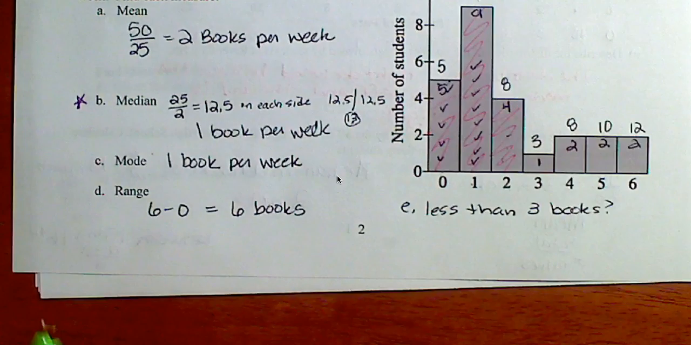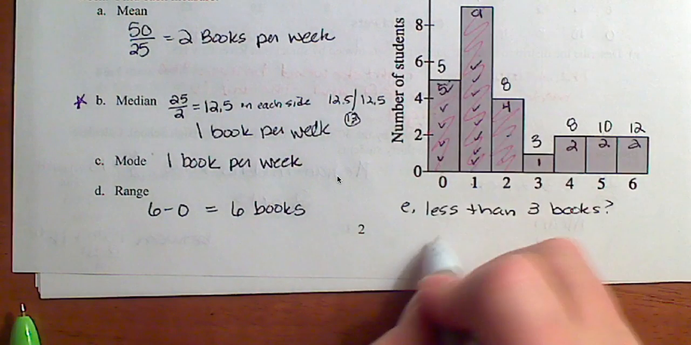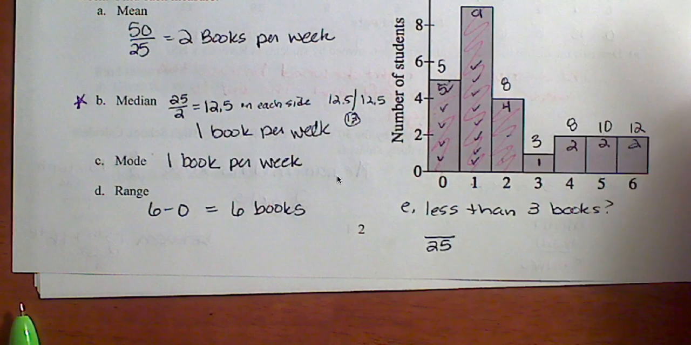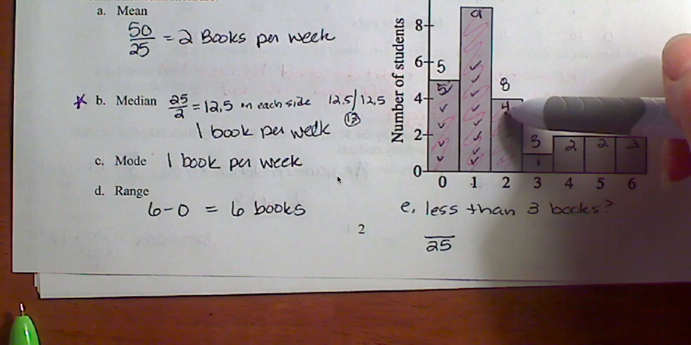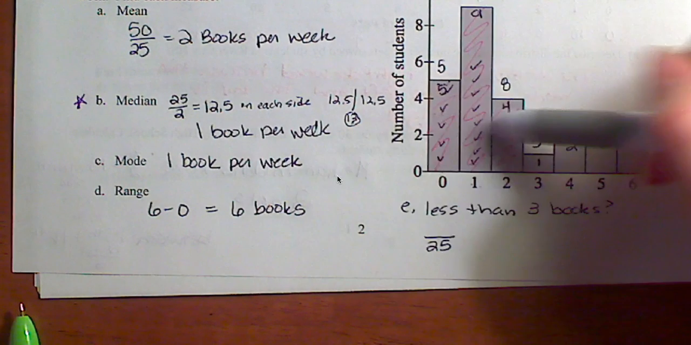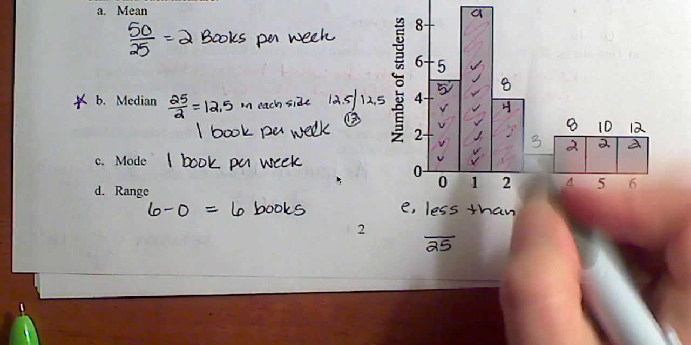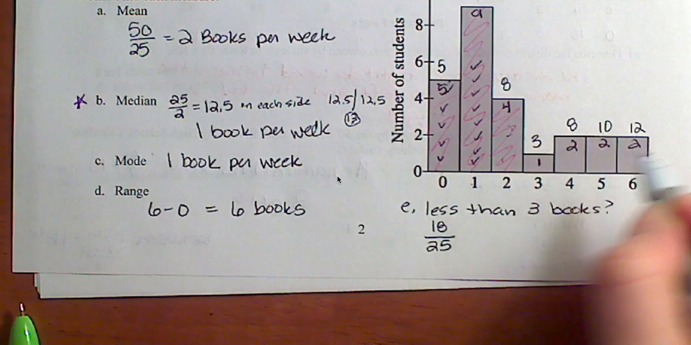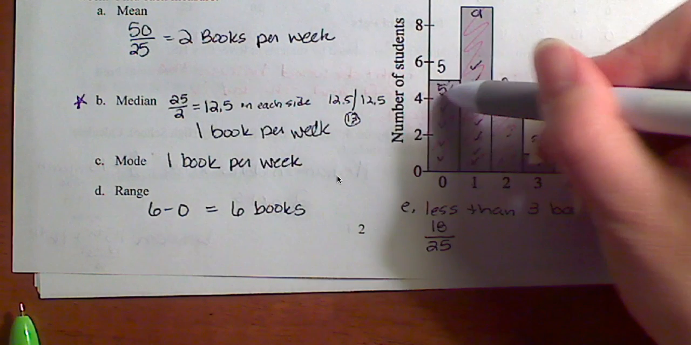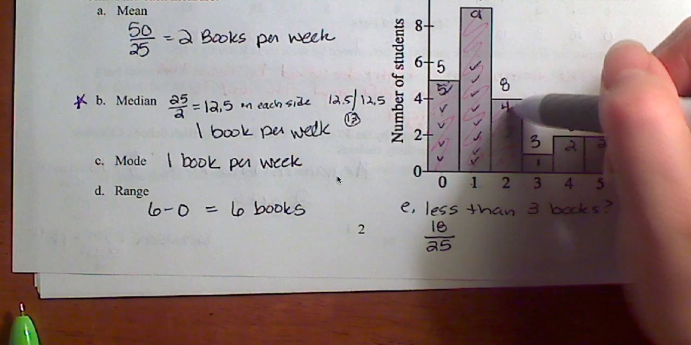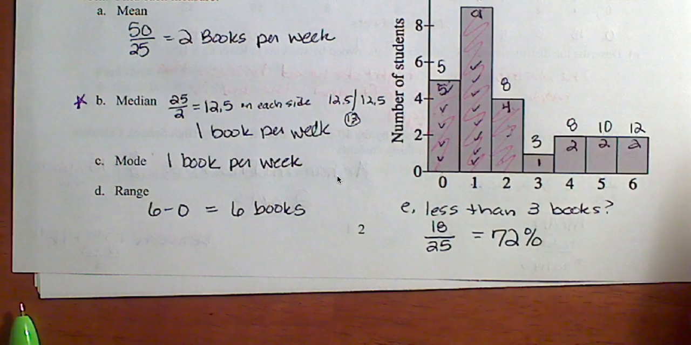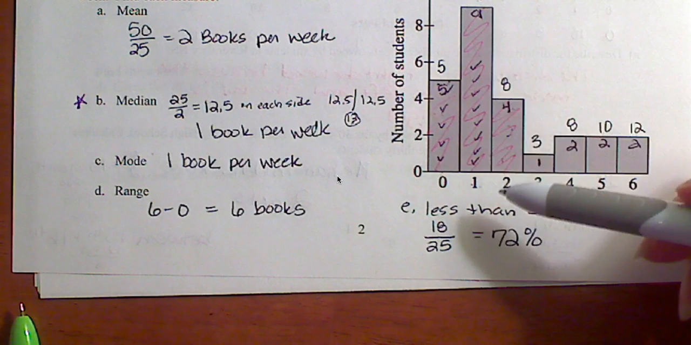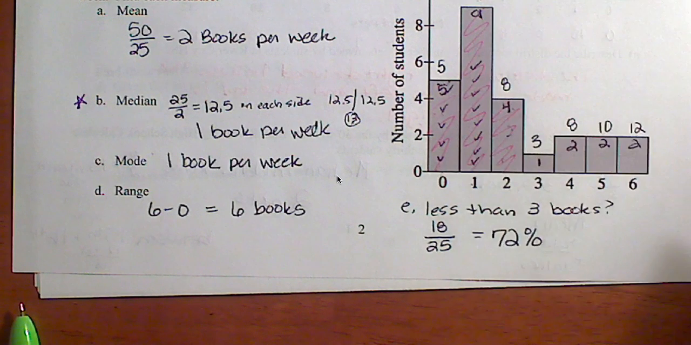So out of these 25 college students, okay, we add these together. 5 plus 9 is 14 plus another 4. This means there's 18 people represented here out of the 25. Okay, so we're just adding 5 plus 9 plus 4. So 18 divided by 25 is 72%. So 72% of the students read less than 3 books.